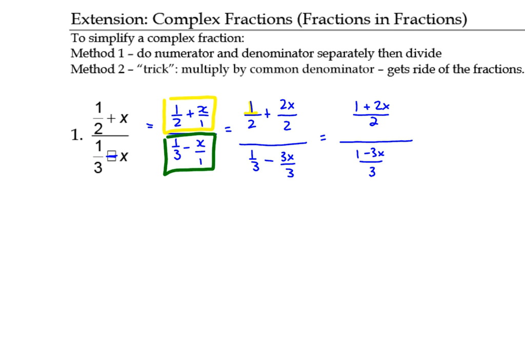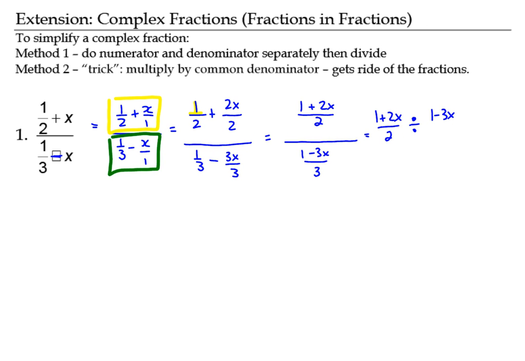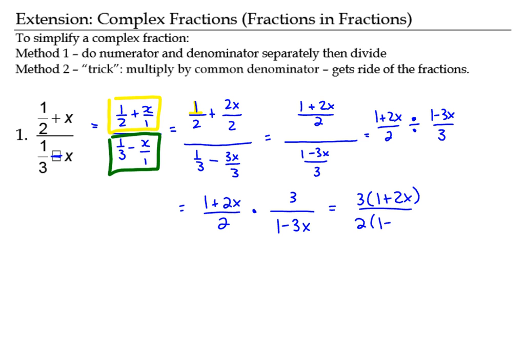And we've seen examples like this before, where we can just rewrite this so it's not as scary. Now we can write this as 1 plus 2x over 2 divided by 1 minus 3x all over 3. You with me still? Okay, so what do you do when you divide? Yeah, okay, you guys got it. We multiply by the reciprocal, 3 over 1 minus 3x. And so this would just become 3 times 1 plus 2x all over 2 times 1 minus 3x.